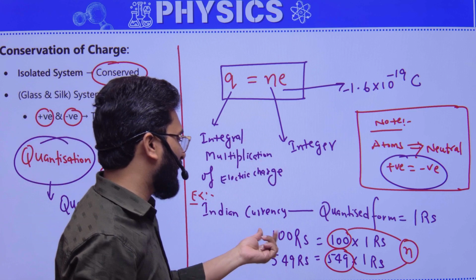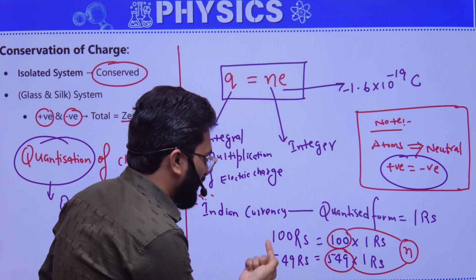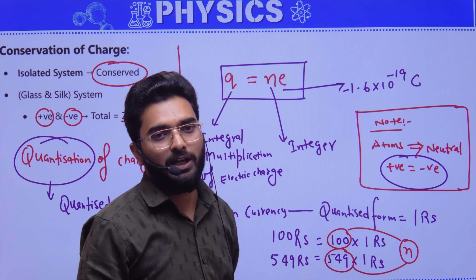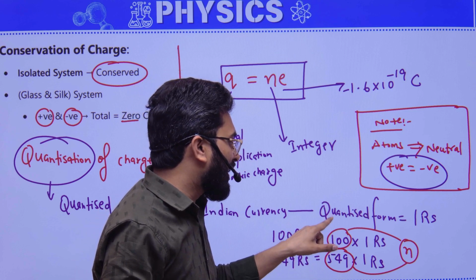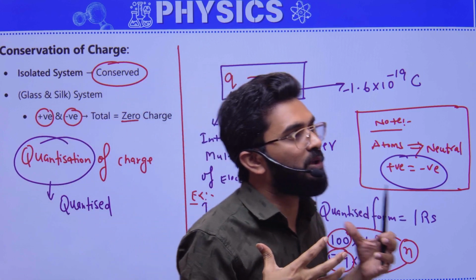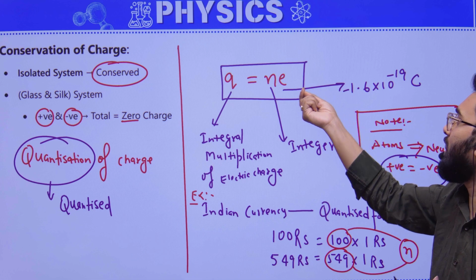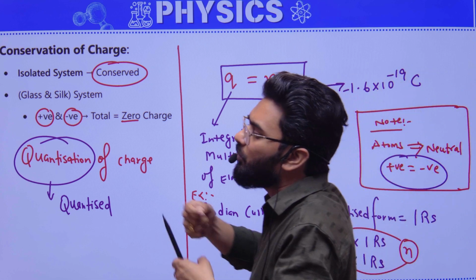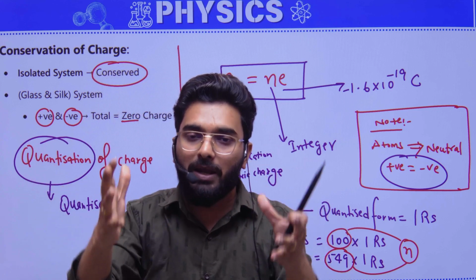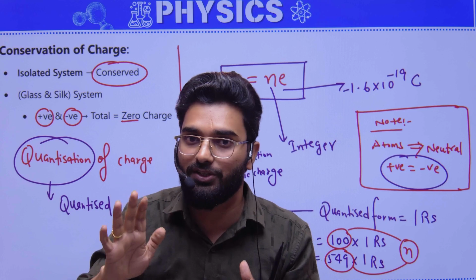Like suppose we have 100 rupees, then we will multiply 1 rupee by 100. Suppose we have 549 rupees, then we will multiply 1 rupee by 549. So these are all integers. Now suppose we have 10 coulomb. In 10 coulomb, what will be the number of such individual smallest units? How many? These all are collected to make a proper 10 coulomb, and such questions are also asked in your exam.